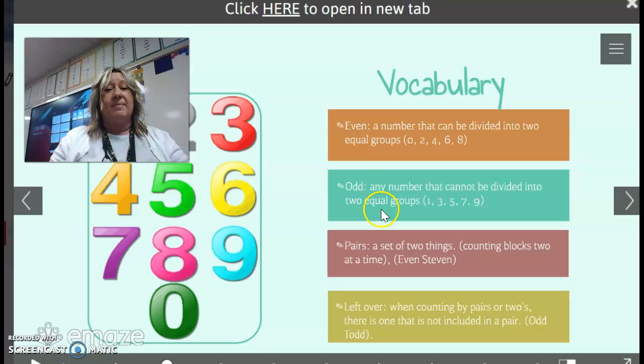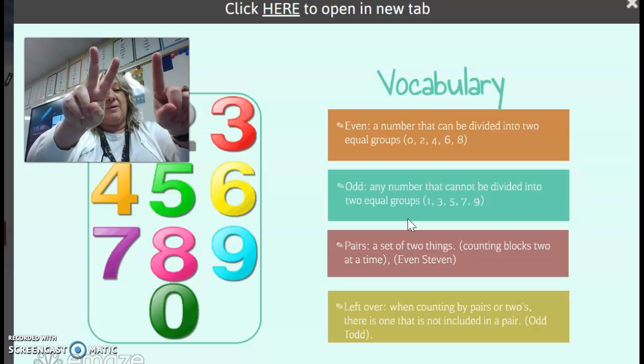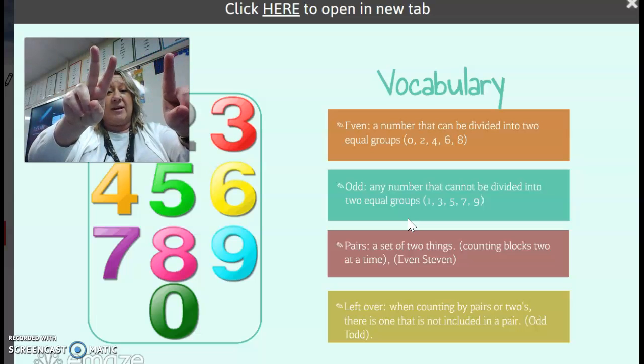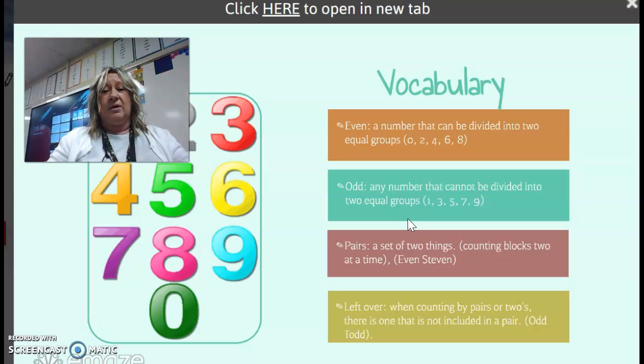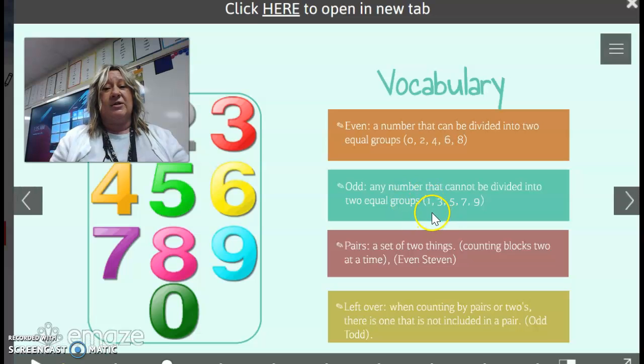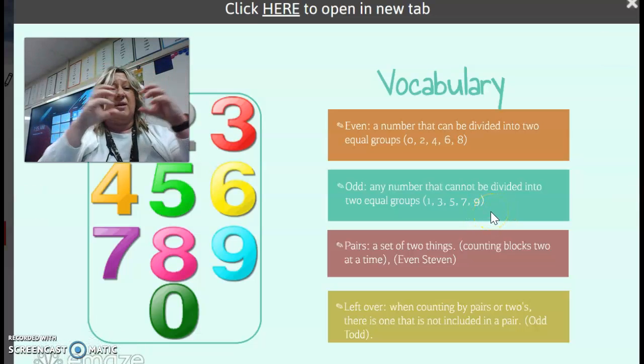Okay? And the next one is odd. Odd is any number that cannot be divided into 2 equal groups. So let's say we have 3 people and they want to play. Well, if we put everybody on a team, there'd be 2 people on one team and 1 on another one. Everybody's playing, but the teams are not equal. It's 2 and 1, not equal. Okay? So any number that's 1, 3, 5, 7, or 9, or ends with a 1, 3, 5, 7, or 9, that is also odd. Because when you divide them all out, you won't get them equal.